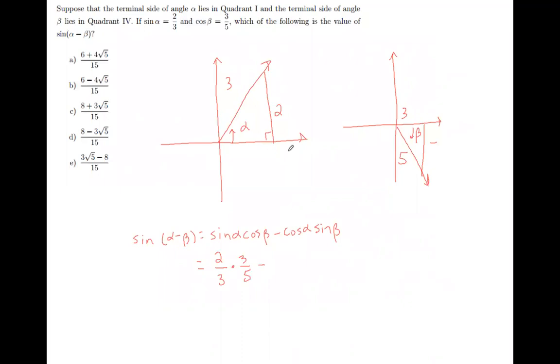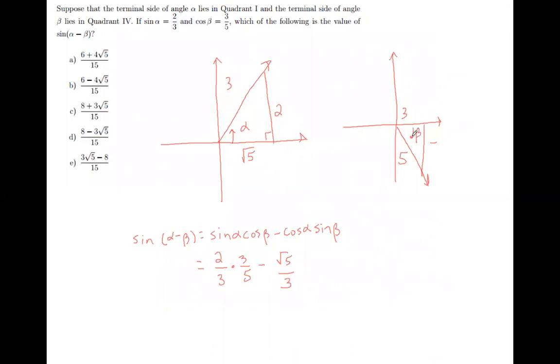We have a first quadrant right triangle for alpha, and that's going to have an x value of square root of 5 by the Pythagorean theorem, because 2 squared plus x squared is 3 squared, so x squared plus 4 is 9, x squared is 5, or x is the positive square root of 5. Okay. And therefore cosine of alpha is square root of 5 over 3.